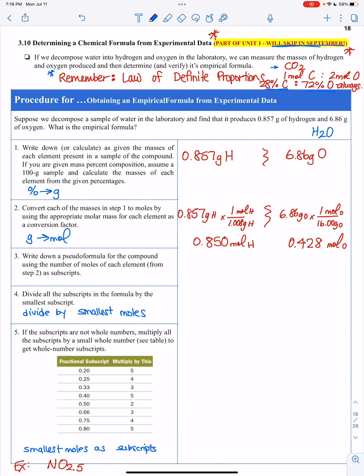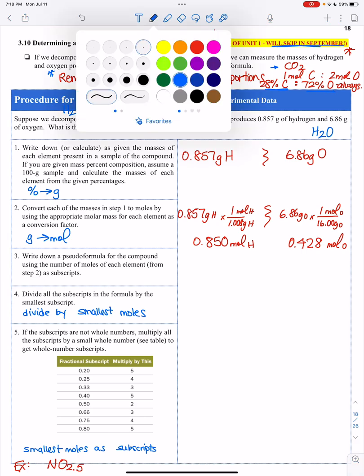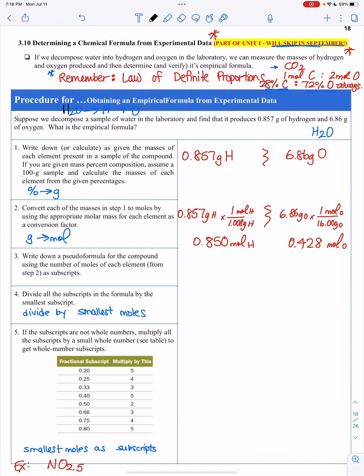Let's say I decompose. Decompose means I take H2O and I break it into hydrogen and oxygen. Sorry, you cannot see that. I have H2O, and I break it into hydrogen and oxygen. All right, I break it into its constituent elements, and find that it produces 0.857 grams of hydrogen and 6.86 grams of oxygen. And I ask, what is the empirical formula?